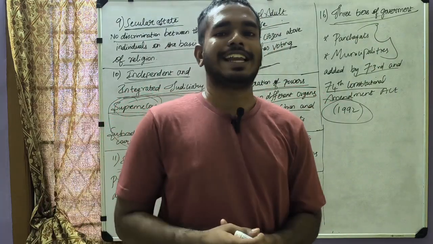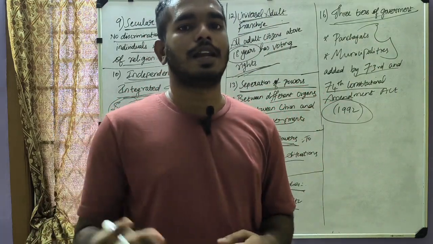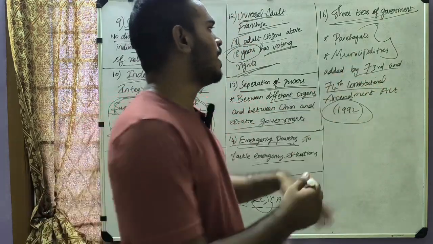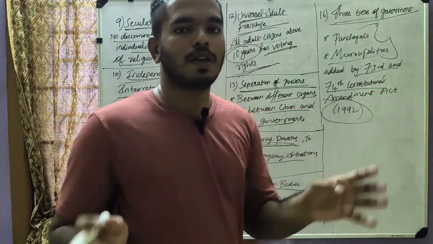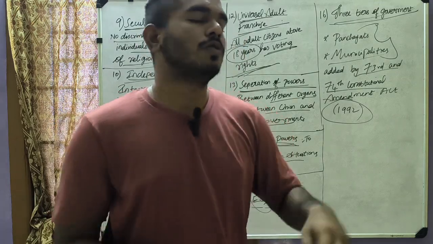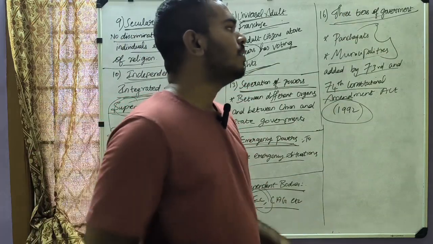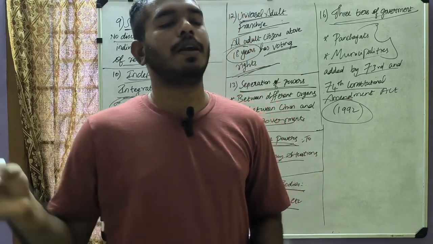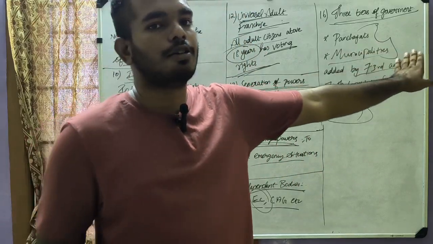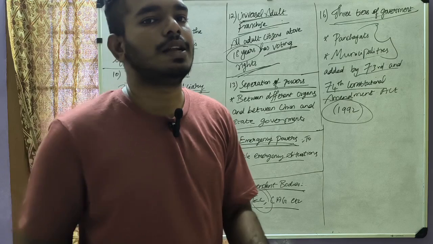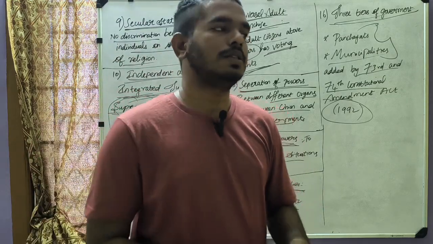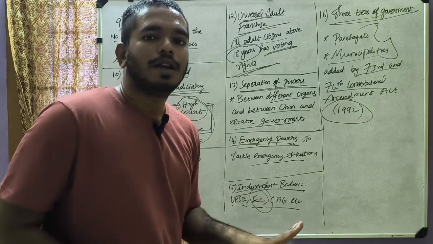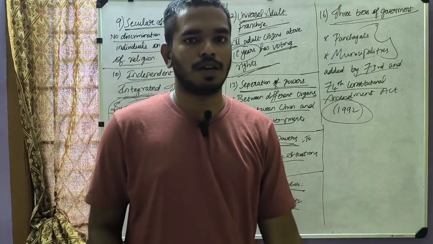If you take villages, we have panchayats, and in towns or cities, we have municipalities. So these are also organs of government. That is the meaning of a three-tier government. One is the union government, next is the state government, and another is the local government, which is nothing but the panchayats and the municipalities. These are the essential salient features of the Indian constitution. Okay, thank you.